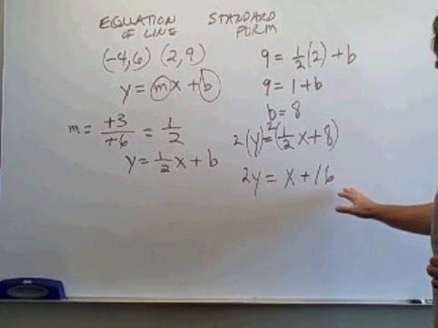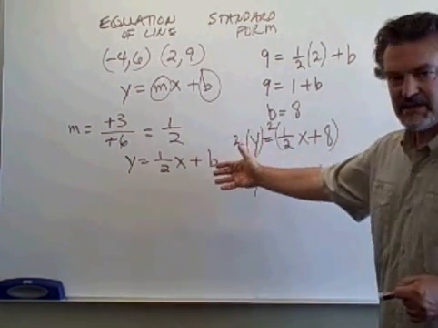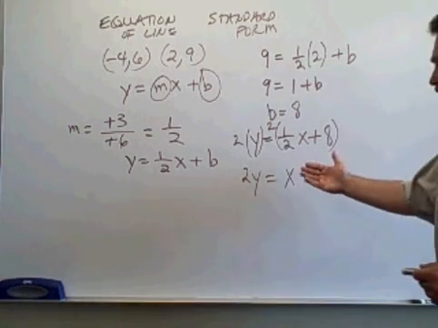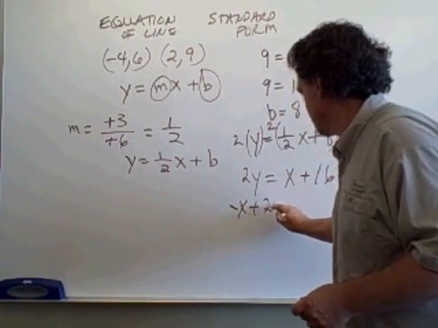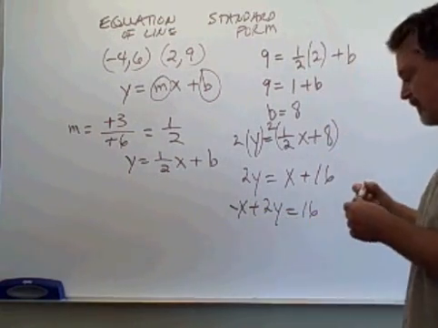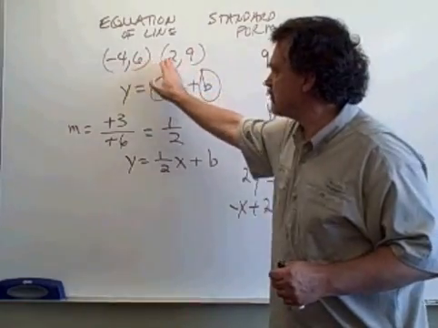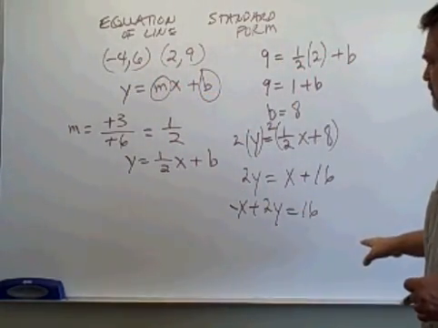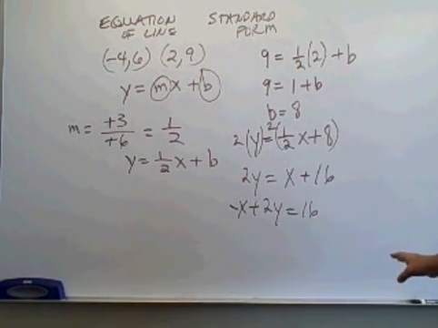So now we have integer coefficients, but it's not in standard form. We need to move the x term to the other side, because in standard form, the x and the y terms are together, as you recall. So I'll subtract x from both sides. And the equation that would contain those 2 points as solutions is the equation -x plus 2y equals 16.